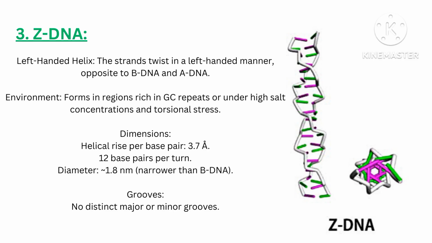Diameter 1.8 nanometers, narrower than B-DNA. No distinct major or minor grooves. Biological role: plays a role in gene regulation and chromatin remodeling. Acts as a marker for specific protein-DNA interactions and participates in stress response.